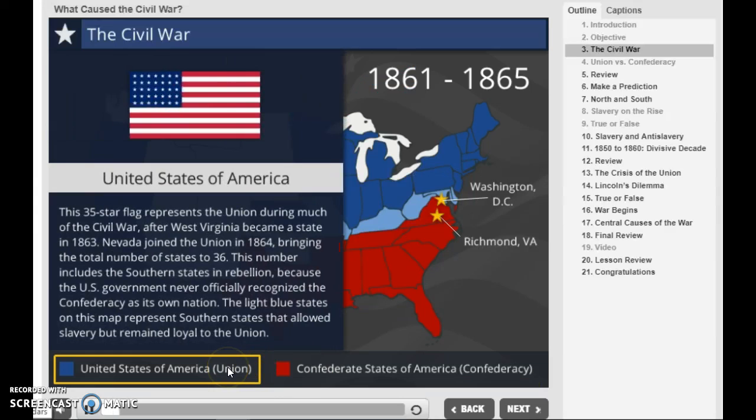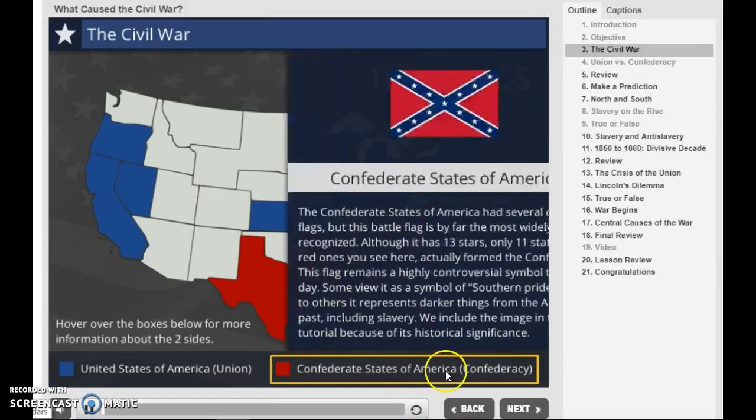This 35-star flag represents the Union during much of the Civil War, after West Virginia became a state in 1863. Nevada joined the Union in 1864, bringing the total number of states to 36. This number includes the southern states in rebellion, because the U.S. government never officially recognized the Confederacy as its own nation. The light blue states on this map represent southern states that allowed slavery but remained loyal to the Union.